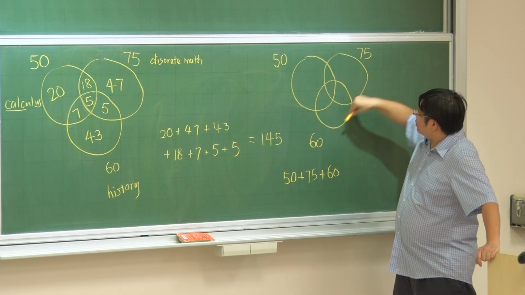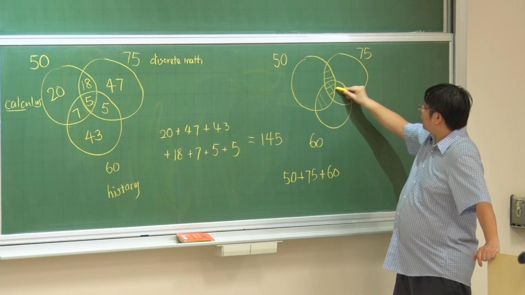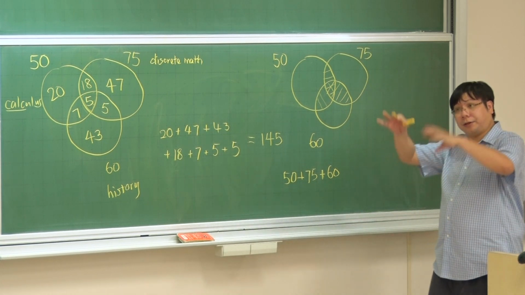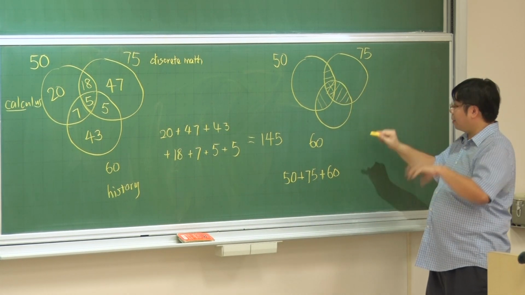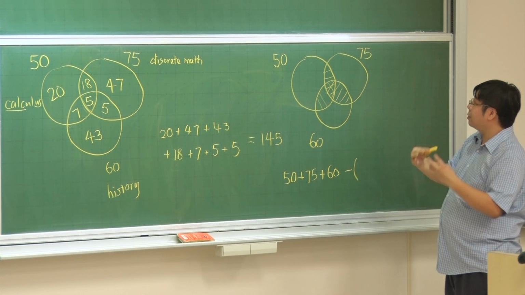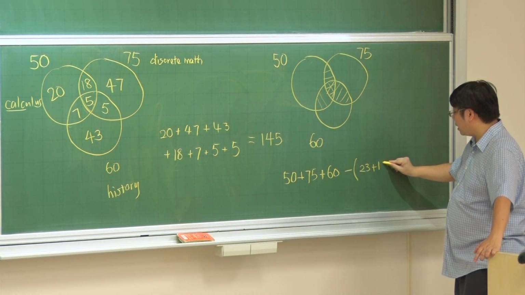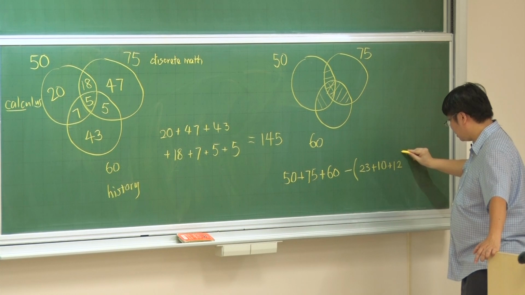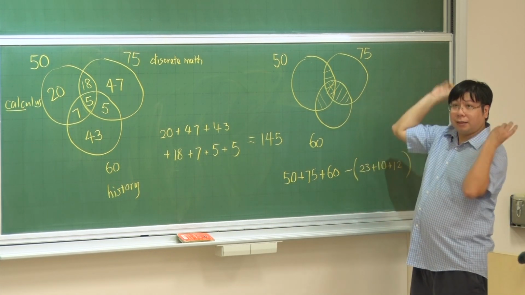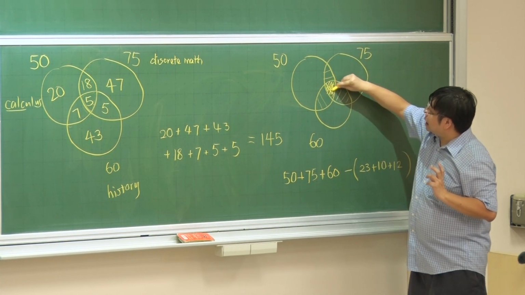But if we include everything, we will find that this part, this part, and this part will be double counted. So we exclude all these parts. We exclude, so it is minus. So we include, and then exclude. How many do we exclude? We are excluding 23, we are excluding 10, and we are excluding 12. But by the time that we exclude all these parts, this part will be over deducted.